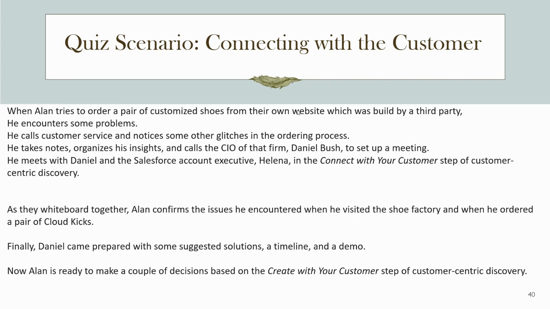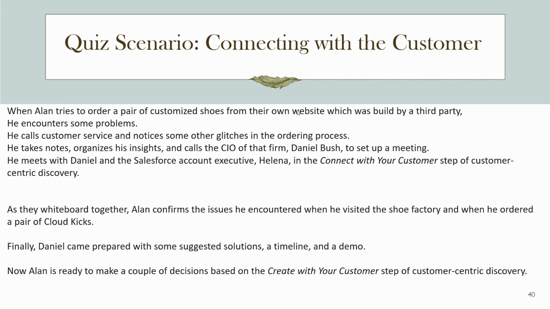So he takes notes, organizes them, and calls the CIO of the third party firm that is building that website for Alan's company. The CIO of that firm is named Daniel Bush, and they set up a meeting. He meets with Daniel and the Salesforce account executive, whose name is Helena, in the connect with customer stage.